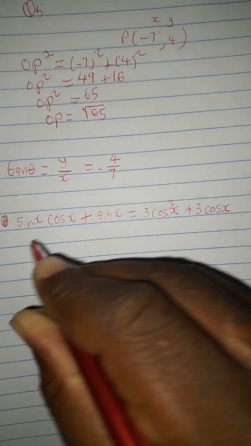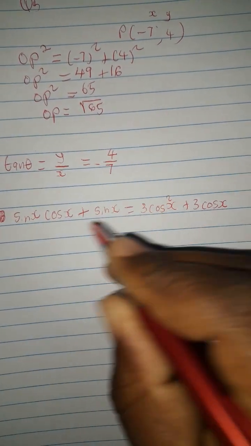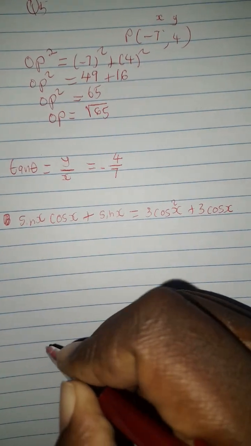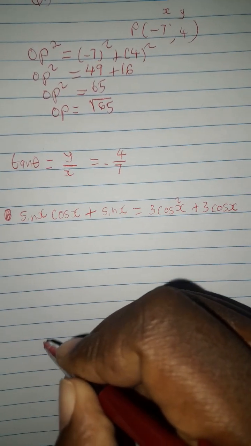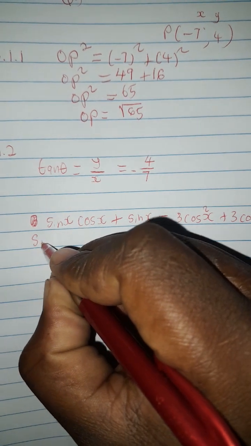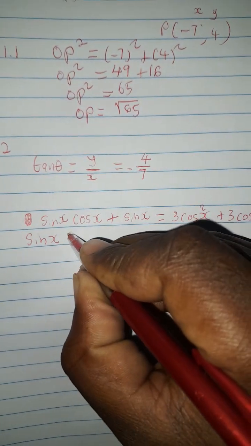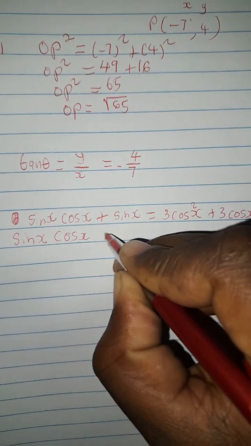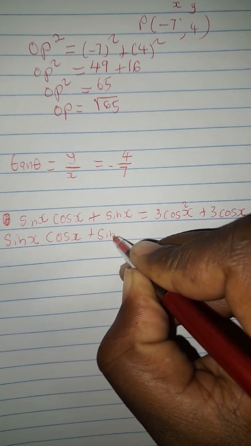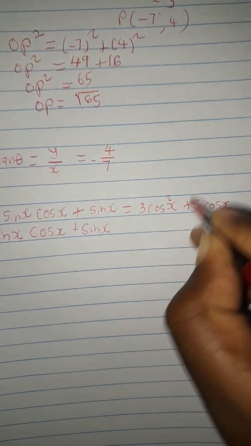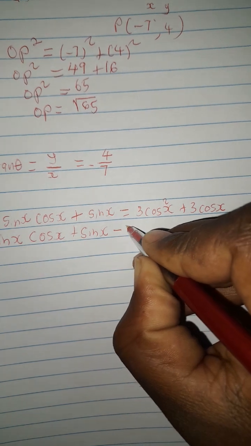Right. The best way of solving this is to put it in the standard form first before we do anything. So we have sin x cos x plus sin x. Let's take this part to the left-hand side, so it will change the sign.